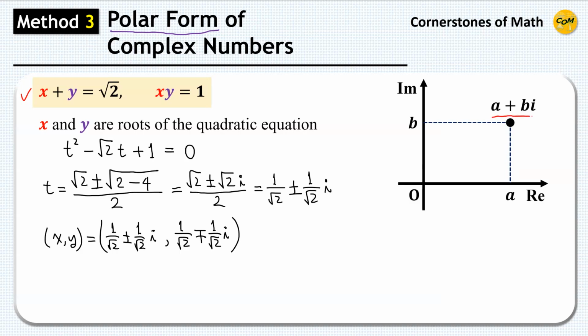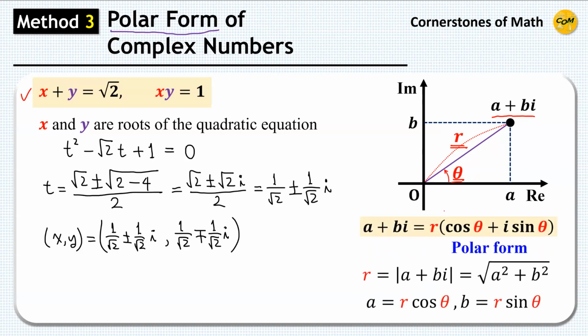Any complex number a plus bi can be represented by a point on the complex plane. But this point can also be determined by other parameters, namely this distance from the origin r, and this angle from the positive x-axis, theta. Then by simple trigonometry, we know that a plus bi can also be written as r times cosine theta plus i sine theta, which is called the polar form of the complex number.